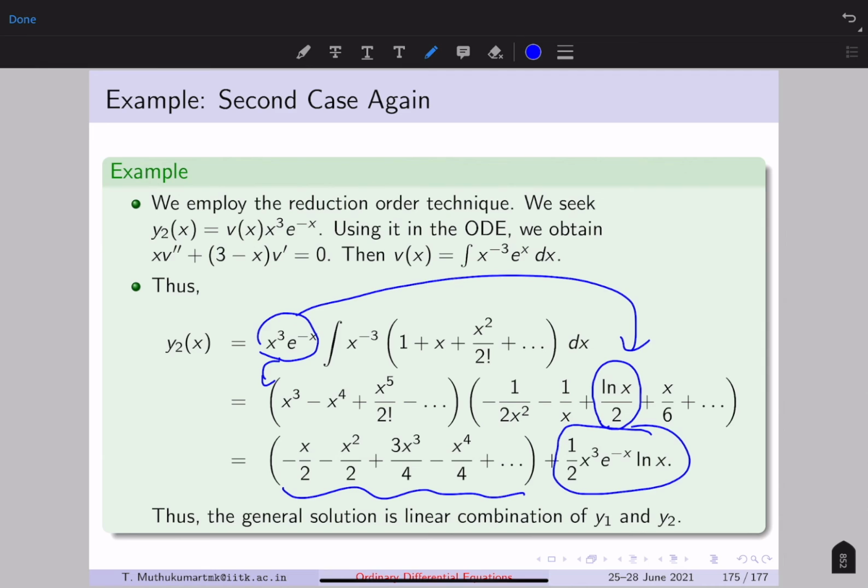The reason I have written it like this is to show you in the form that we had it in the theorem. So your second solution is now coming as some series plus constant times the y1 times log x. So the general solution is a linear combination of the y1 that you had before and this y2. That is how we have found the other linearly independent solution corresponding to the y1.